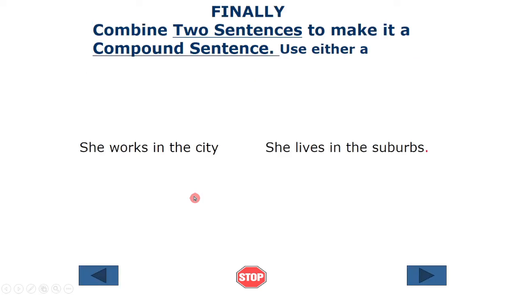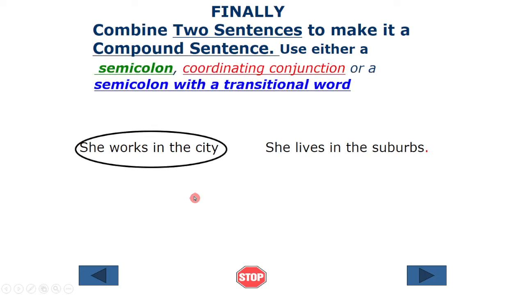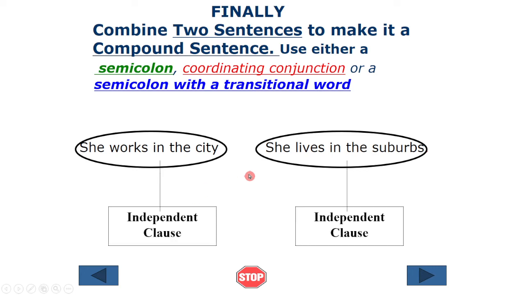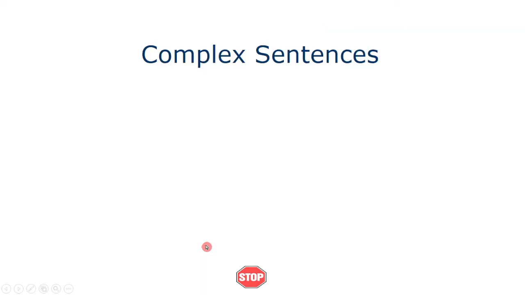Finally, combine two sentences to make a compound sentence using either a semicolon, a coordinating conjunction, or a semicolon with a transitional. So in this sentence, these are two independent clauses. Now you can use a coordinating conjunction, but you can also use a semicolon. You can also use a semicolon and transitional with the comma.